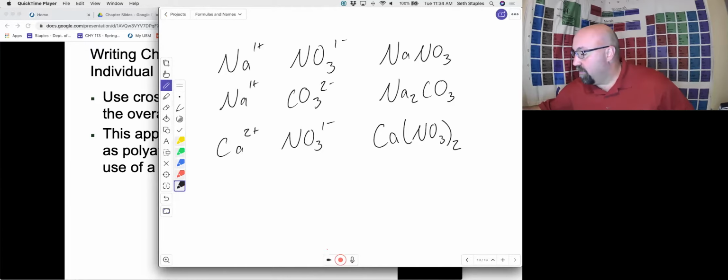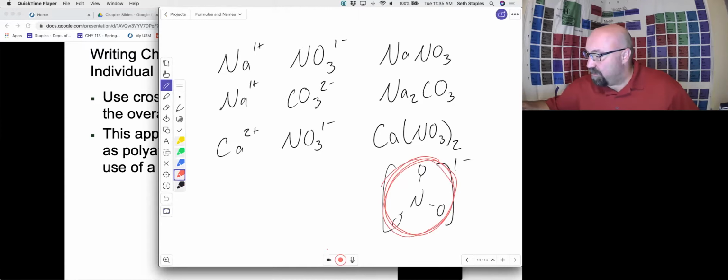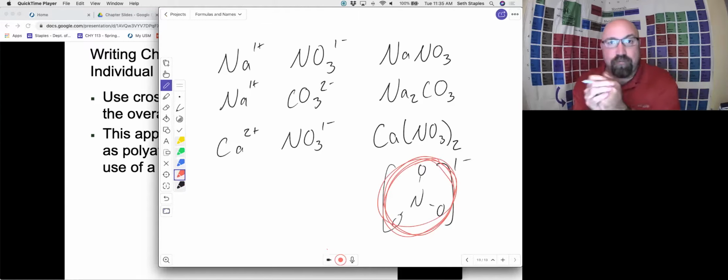Again, remember when I wrote this out earlier to show what nitrate looks like? So we have to put our parentheses around it to show that this is what we're actually talking about, 2 of this entire thing. It's 2 NO3s that are all stuck together. And so that parenthesis and the 2 indicates that we have 2 big NO3 molecules all stuck together. So anytime you have more than one of your polyatomic, you will always use parentheses.